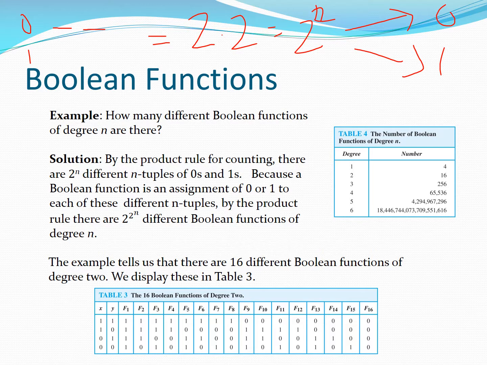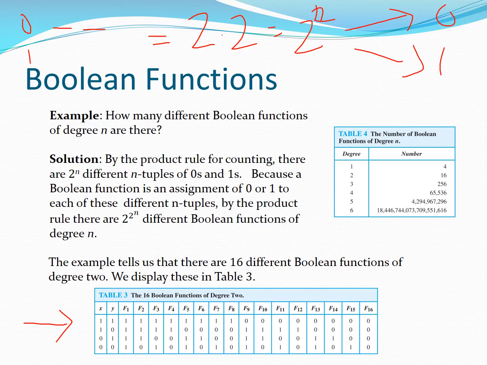All right? So once again, by the product rule, for each of the n tuples, the first tuple has 2 to the n possible ways. The second one has 2 to the n possible ways, and so on. So by the product rule, we have 2 to the 2 to the n total number of Boolean functions possible with a degree of n.